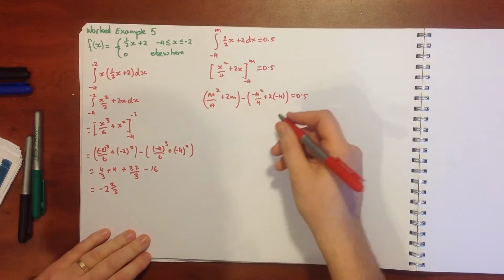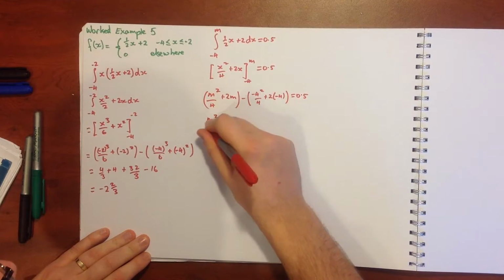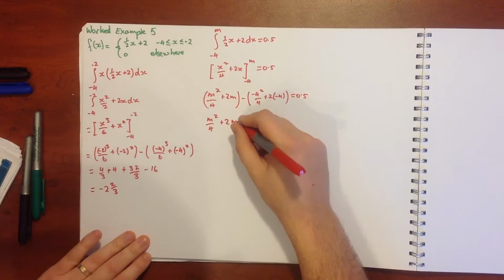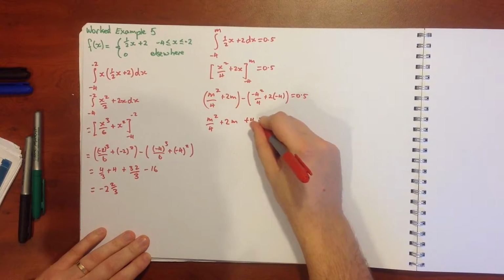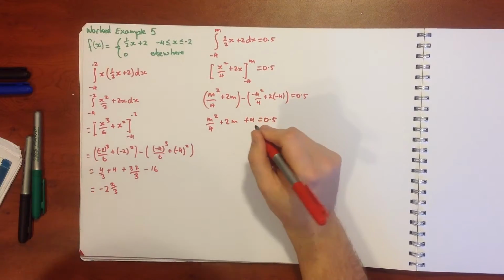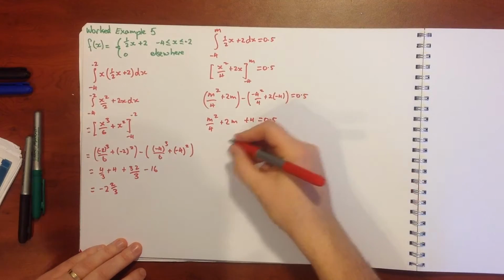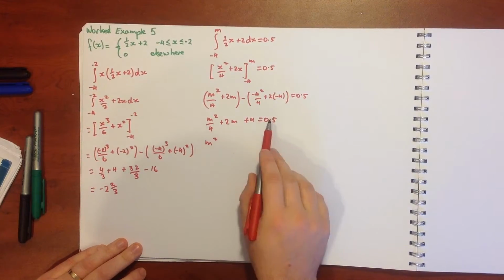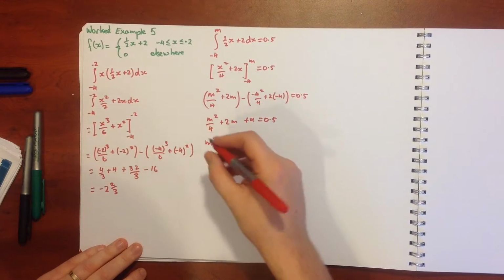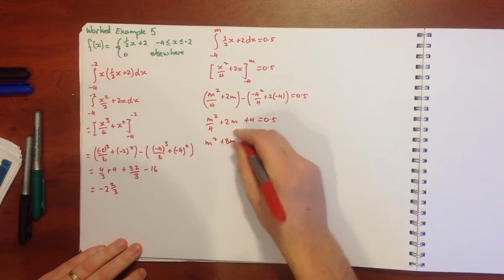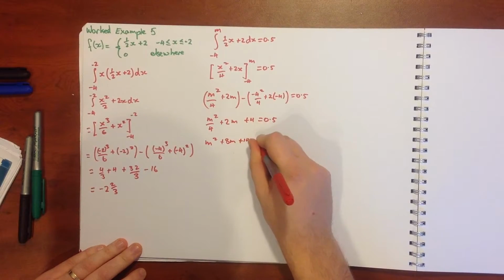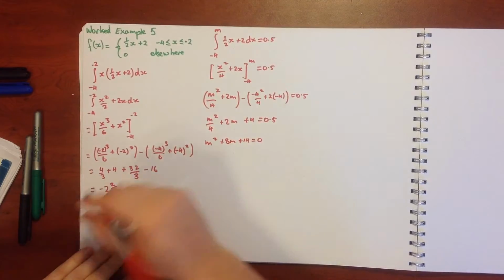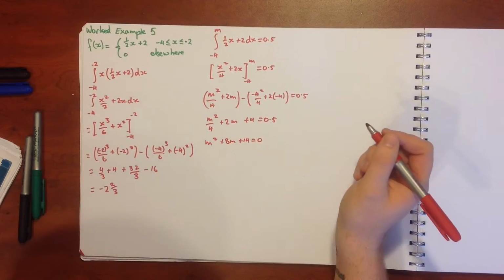So that means we have m squared on 4, plus 2m, plus 4 equals 0.5. What we need to do is make it m squared, so we multiply by 4 and bring our 0.5 across. When we do all that, we get m squared plus 8m plus 14 equals 0. There's not a nice factorised version of that, so we need to use the general quadratic formula.